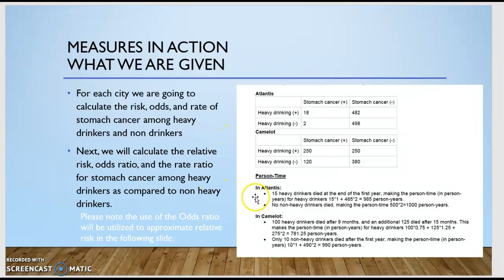So I did just want to attach this example from our homework assignment. That way we can get a clear picture of what we're using and where we're getting certain numbers for those that are heavy drinkers with stomach cancer, those that are heavy drinkers without stomach cancer. Just to give you an idea, and same thing here, those that aren't heavy drinkers that do have stomach cancer and those that are heavy drinkers that do not. And so we do have two different cities here, Atlantis and Camelot. So in the next slide, we will go through and explain some of our calculations and required information we've retrieved.